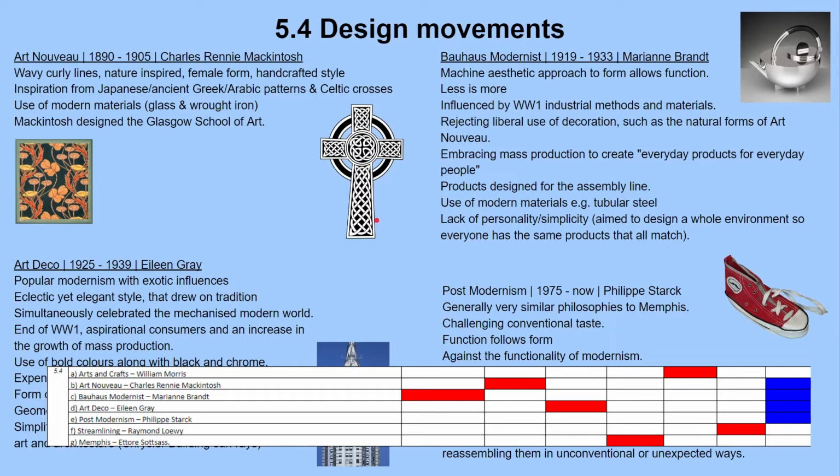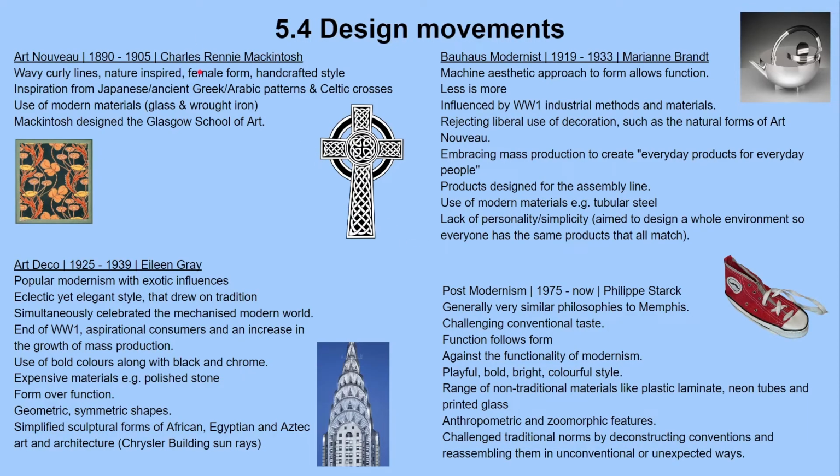So Art Nouveau. The key designer you need to know is Charles Rennie Mackintosh, and this was around the years 1890 to 1905. Characteristics and principles of this design movement: wavy curly lines inspired by nature, copying the female form, handcrafted style. They took inspiration from Japanese, ancient Greek, Arabic patterns, and Celtic crosses, which is this thing here. They often used modern materials, modern for that time, so glass and iron. And Mackintosh designed the Glasgow School of Art.